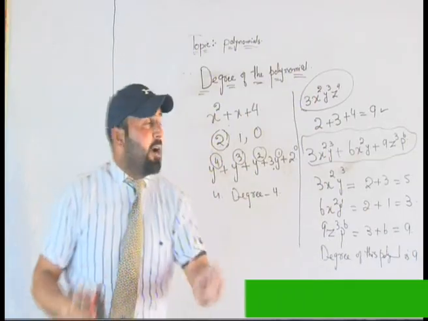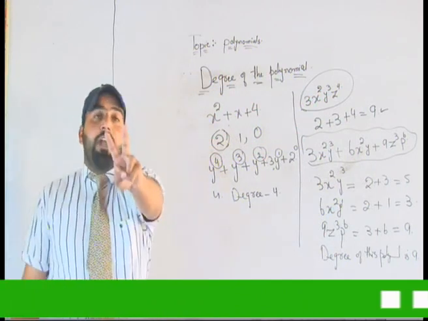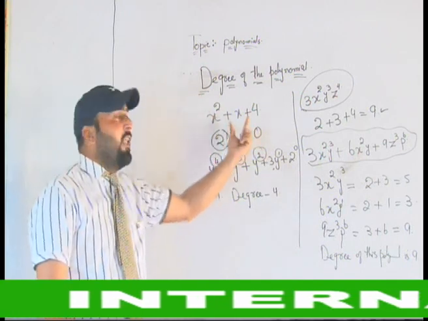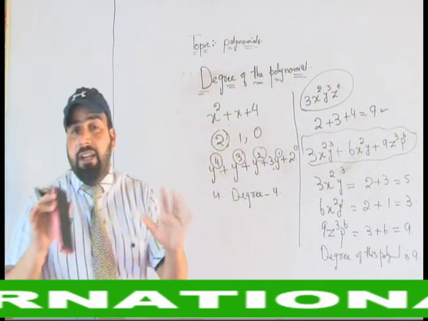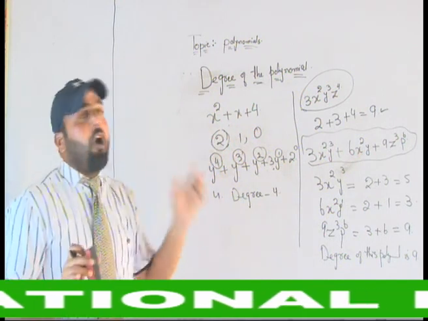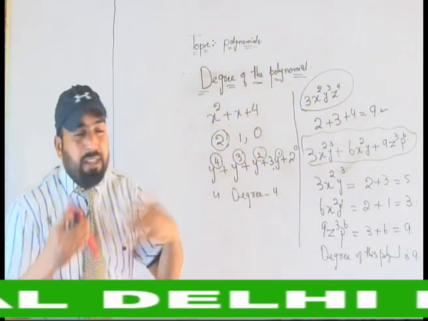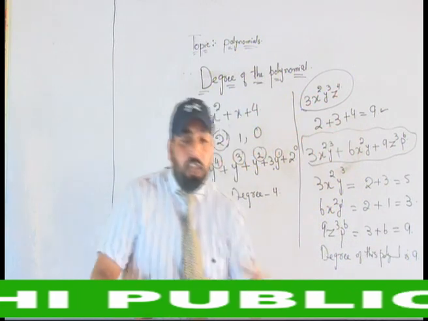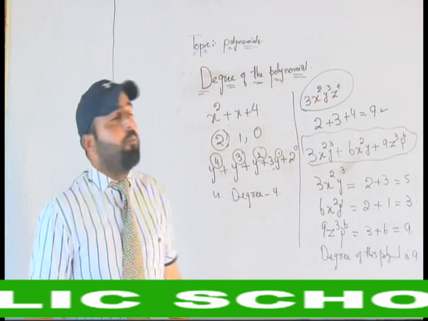So degree is referred to as the highest exponent of the variable. I have provided you two concepts. One concept is that if the polynomial contains only one variable, then you have to find the highest value of the exponent. If the polynomial contains more than one variable, then this is the way out. By following this procedure, you can obtain the degree of that polynomial.